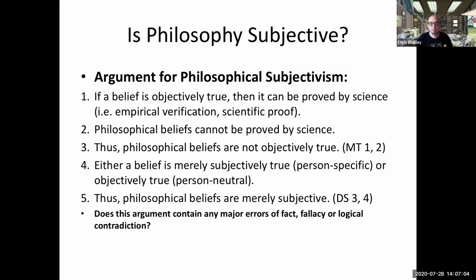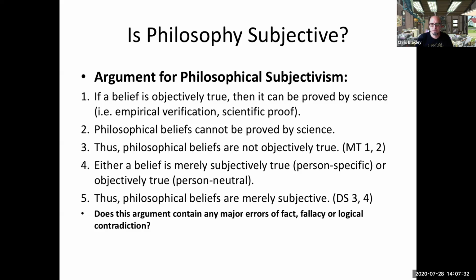So the first premise in the argument: if a belief is objectively true, then it can be proved by science. In other words, it admits of empirical verification, right? The second premise: philosophical beliefs are not proved by science. And we know this because of our working definition of philosophy, that philosophical beliefs are non-empirical. They are not the sorts of things that can be proven by science or observation of the world.